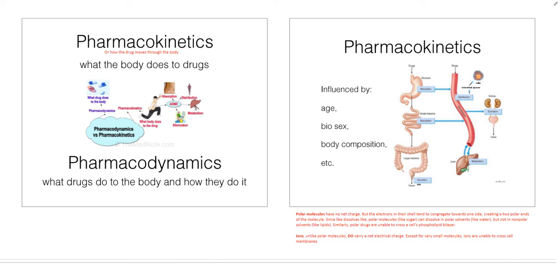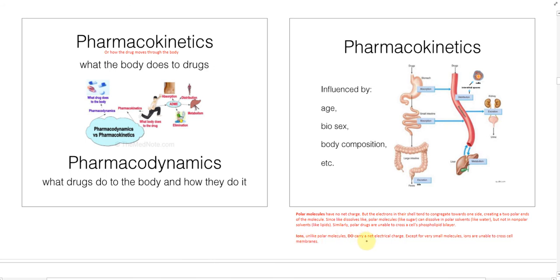And they're going to dissolve, since like dissolves like. These polar molecules, and sugar is an example of this, can dissolve in polar solvents such as water. But things like lipids, oils, are nonpolar. And since like does not dissolve dislike, water or polar molecules are not going to dissolve well in nonpolar mediums such as lipids. Polar drugs therefore are not going to be able to cross a cell's phospholipid bilayer compared to a nonpolar molecule.